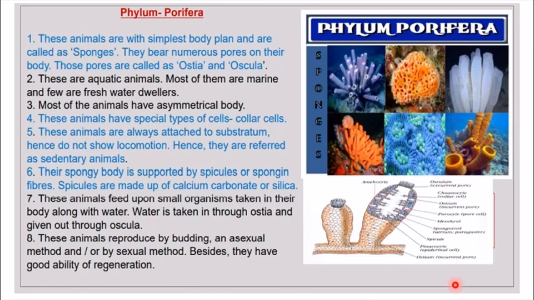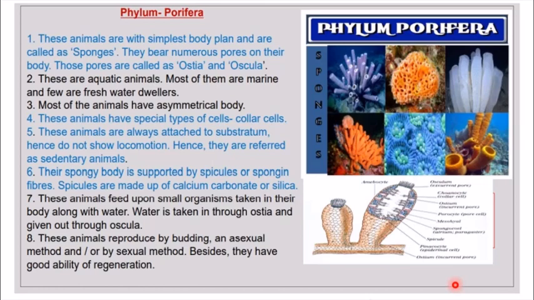Also, one thing you have to remember is that whenever these organisms have to reproduce, they reproduce asexually, by regeneration. Regeneration is, for example, when one part is cut, another part will grow from it. That is called regeneration. From the same part a new part is grown. So they reproduce asexually by regeneration, and some of them also reproduce sexually.